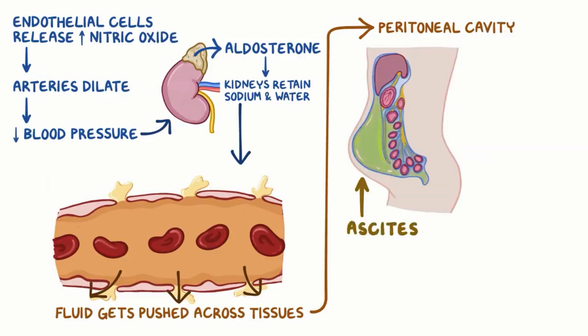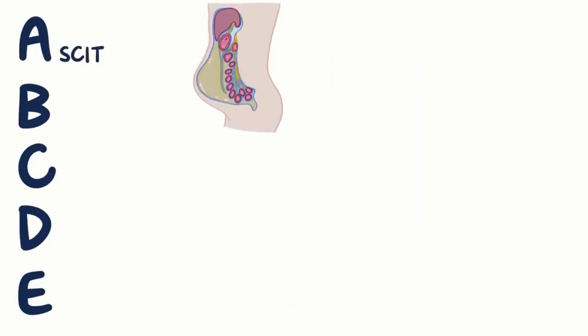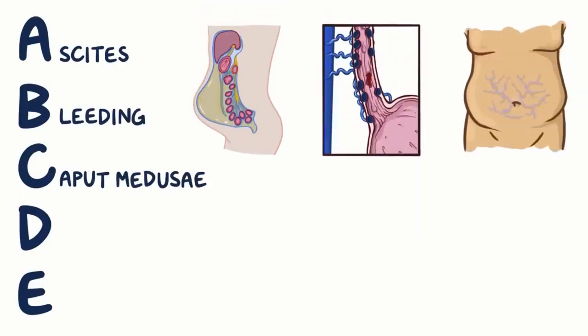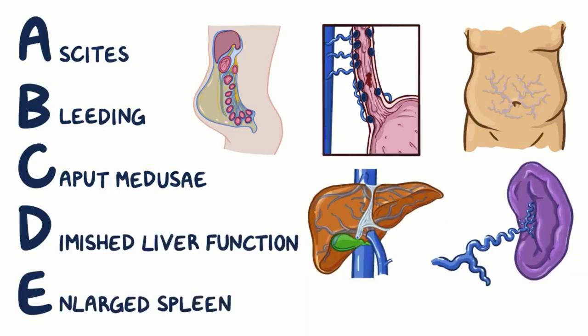As if that wasn't enough, bacteria can also invade the peritoneal cavity, causing spontaneous bacterial peritonitis. The features of portal hypertension can be remembered as A, B, C, D, E, where A stands for ascites, B for bleeding, C for caput medusa, D for diminished liver function, and E for enlarged spleen.